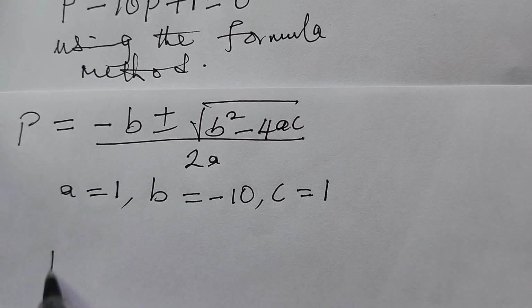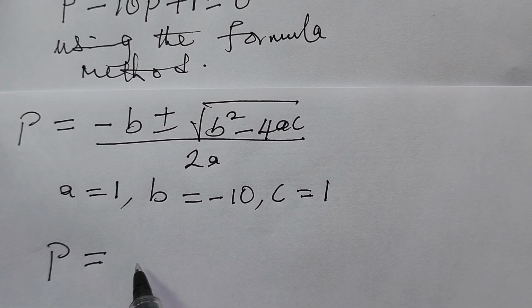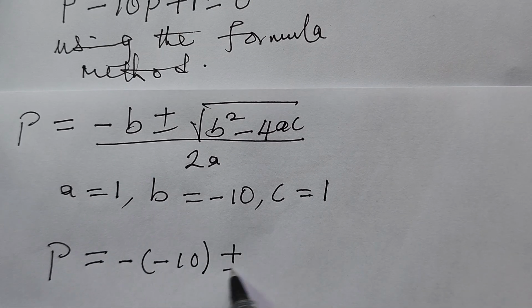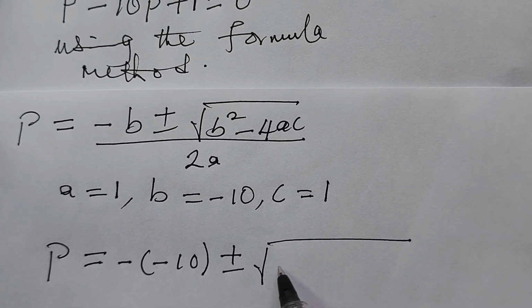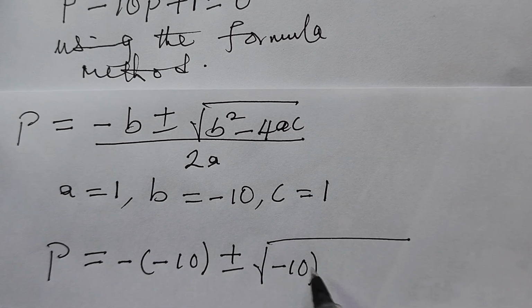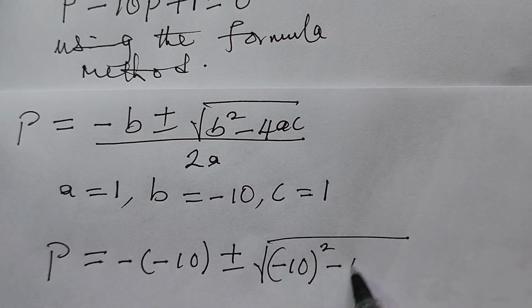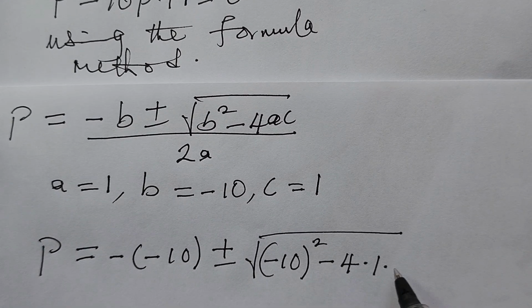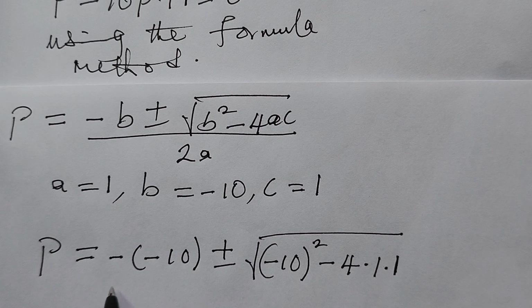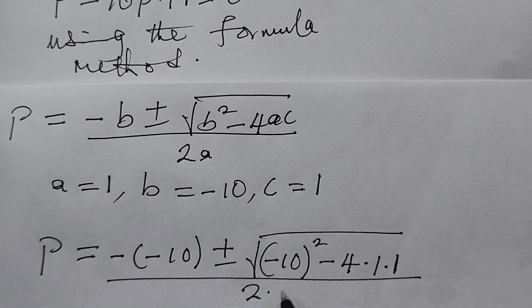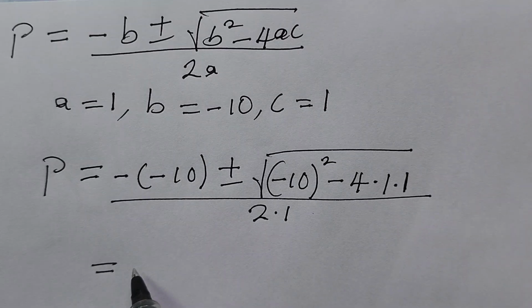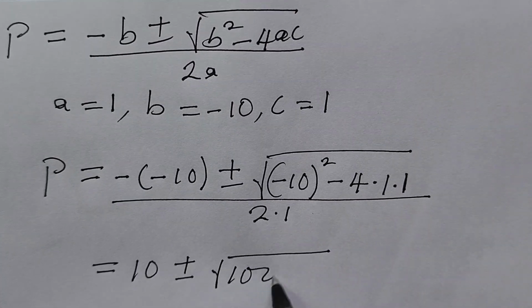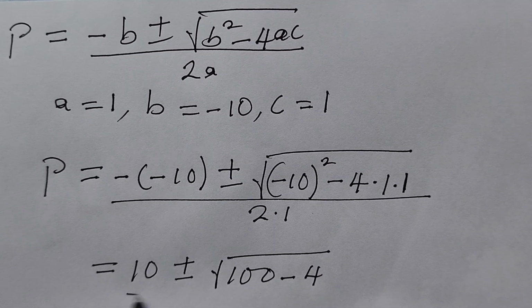So this now implies that our p will be equal to minus bracket minus 10 close bracket plus or minus the square root of minus 10 all to the power of 2 minus 4 times 1 times, sorry, what is our a? Our a is 1, times 1, and all over 2 times 1. So this is going to give us 10 plus or minus the square root of 100 minus 4, all over 2.